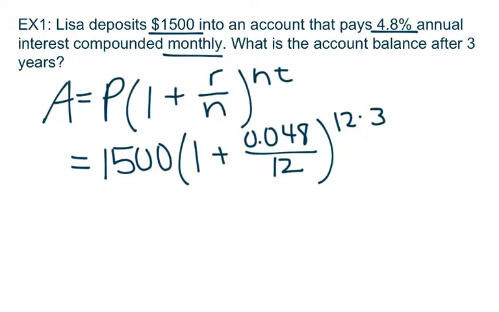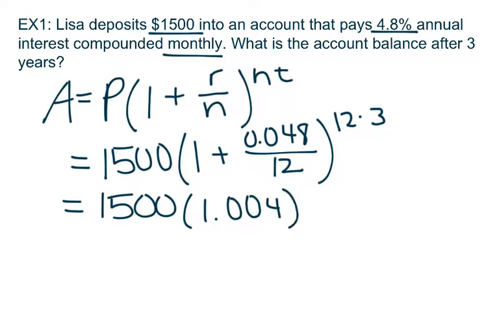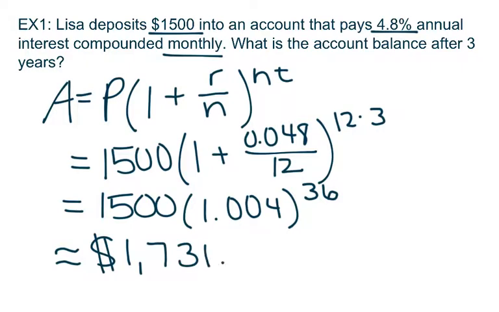And so we can go ahead and just simplify some of these things with a calculator. So 1,500 in those parentheses, 1.004 to the power of 36. And so rounding just a little bit with money, after 3 years, she should have about $1,731.83.